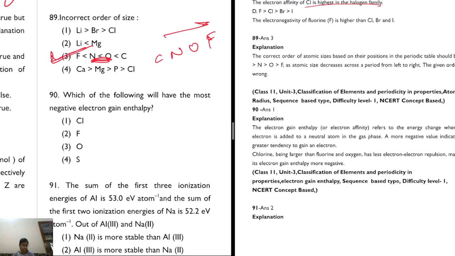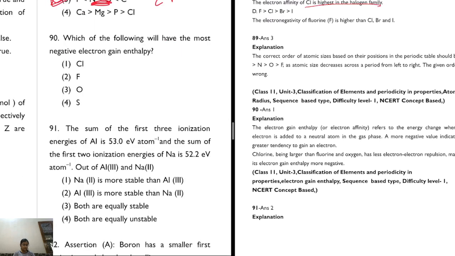Let's see the next question. Which of the following will have the most negative electron gain enthalpy? By now, we already know that fluorine is one short of an extra stable configuration. It will easily gain the electron. And why is fluorine less? Because, as we all know now, of the interelectronic repulsions.